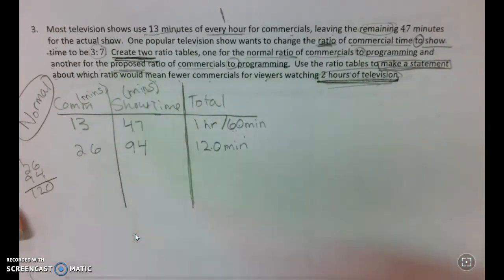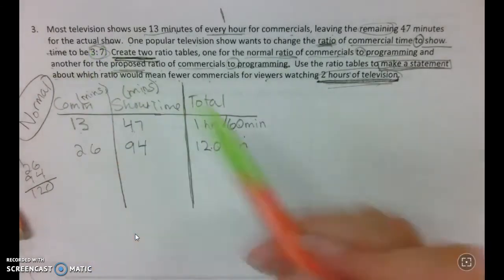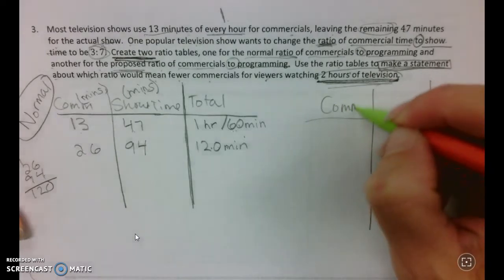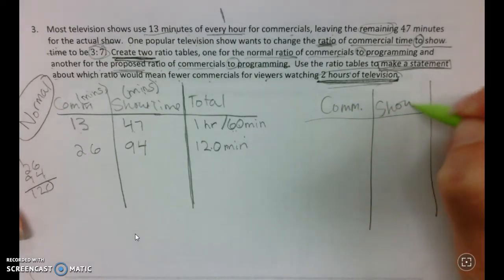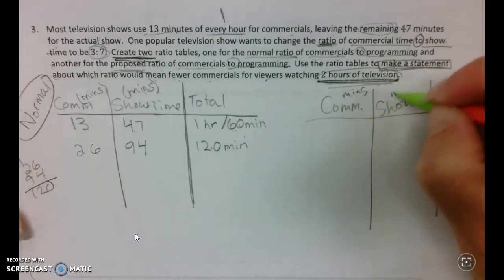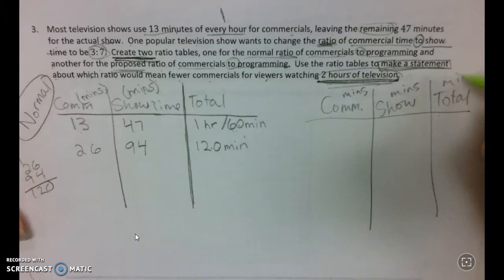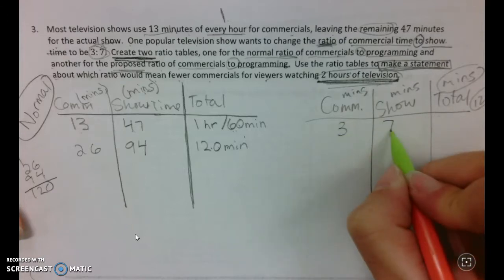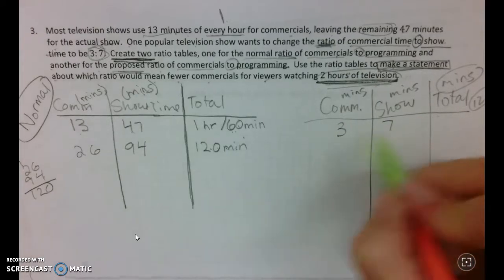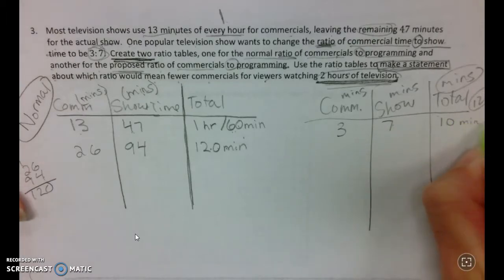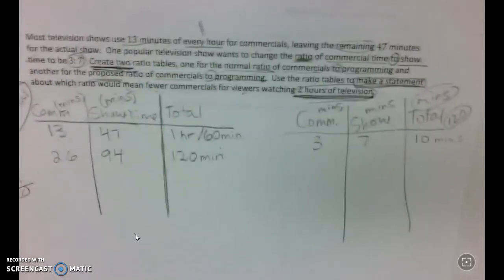Next, I need to do the one for the proposed ratio of 3:7. So I know that if I'm going to be comparing these, I need them to look the same. So I'm going to have commercials, showtime, and then total. So again, this is in minutes, and I'm going to keep in mind that I need to get to 120 minutes ultimately. So if I'm starting at 3:7, 3 minutes of commercial time plus 7 minutes of actual show, that gives me 10 minutes.